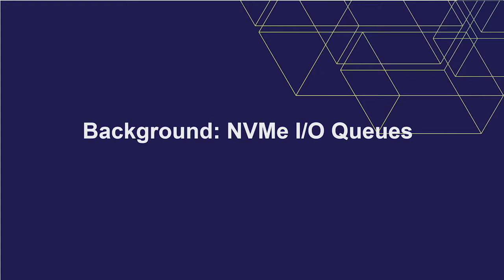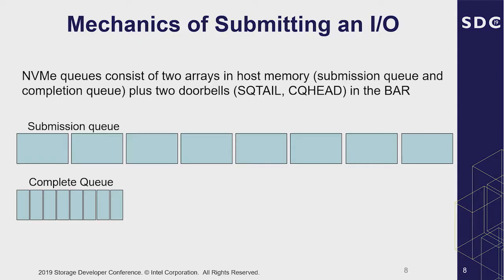OK, so just as a reminder, NVMe queues consist of two arrays, effectively, in host memory, the submission queue and the completion queue. And they're treated as circular rings. And where you put commands or pull commands off depends on what we call our doorbells. They're really indexes into this ring. And the doorbells live in the PCIe bar. So writing to the doorbell is an MMIO, but the queues themselves live in host memory. I've drawn these to scale. The submission queue entries are 64 bytes, and the completion queue entries are 16 bytes. So there's four completion queue entries in the same space as a submission queue entry. This is important later.